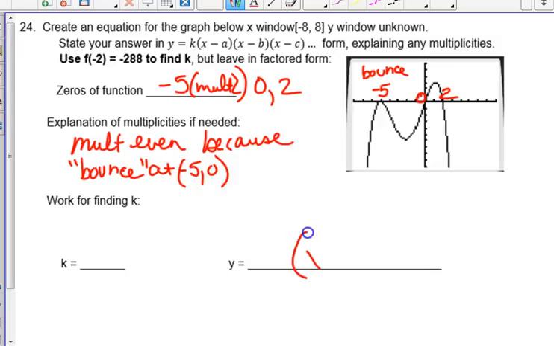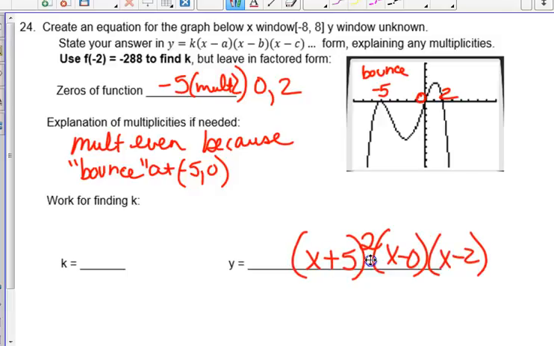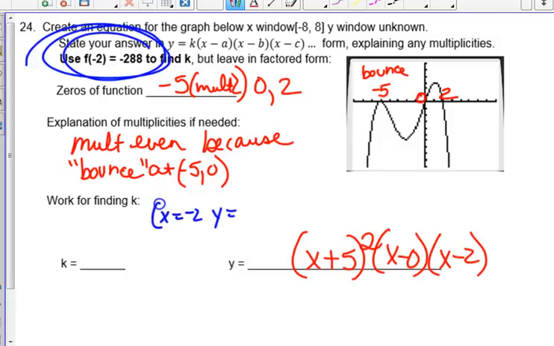All right, so then our factors are x plus 5, multiplicity 2, don't forget. X minus 0, or you can just put an x out in the front, x minus 2. To find the k value, we have to go back up here where it said put in x equals -2, y equals -288. To find the k that's out here.